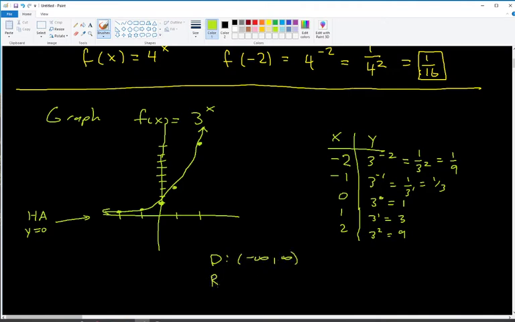And the range would be, we never get the x-axis. We never get below the x-axis. So the second you get a little bit above the x-axis, if you go really far over to the left, you'll find the function. So it's basically just all positive numbers would be the range of this function.